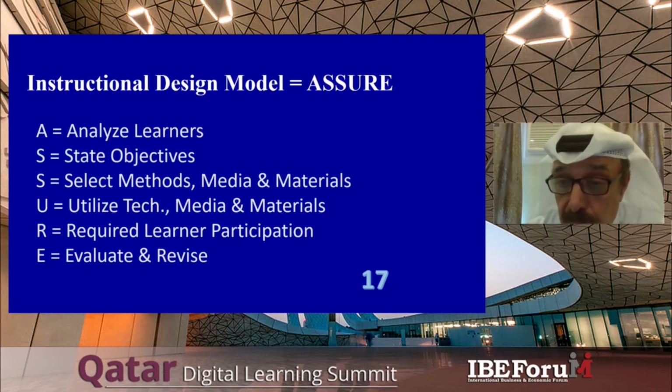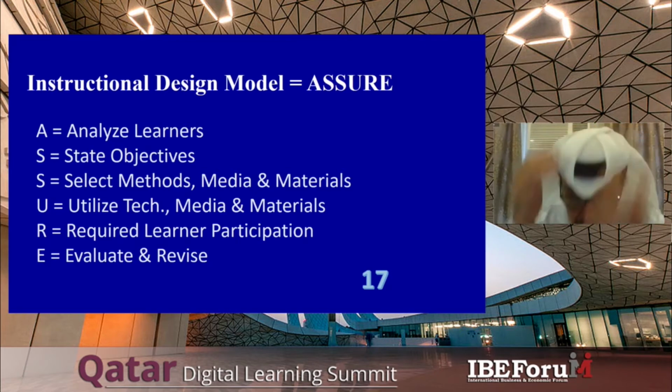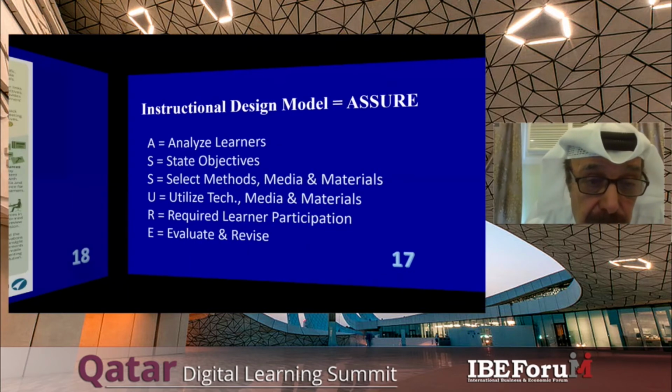Utilize technology. What technology should be utilized? What technology should be used? Media. What is the appropriate media that should be used? And materials. What materials should be used? R is for required learner participation. If you just follow this model and practice it in class, you will see yourself doing technology actually. Evaluate and revise the system, the whole system, or the learning process, from the beginning to the end.